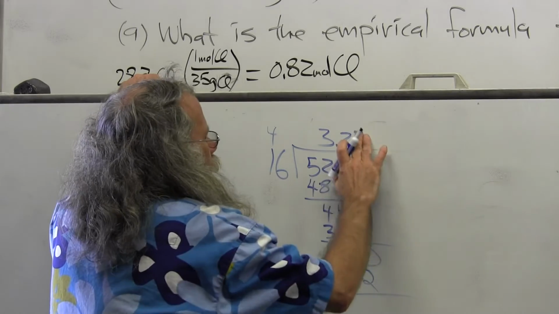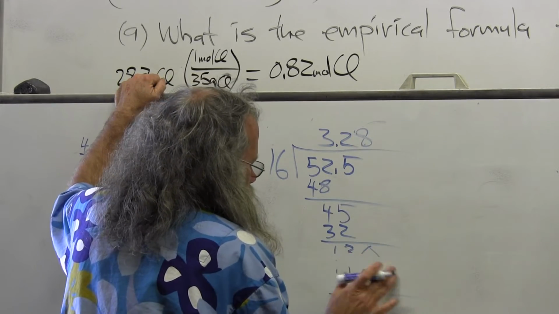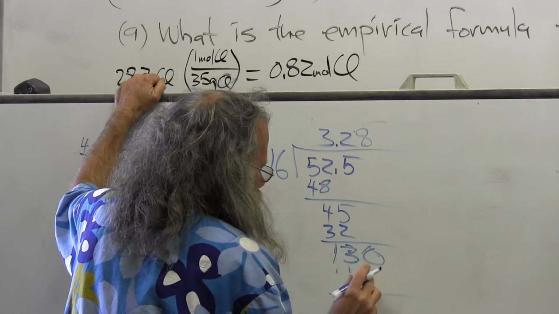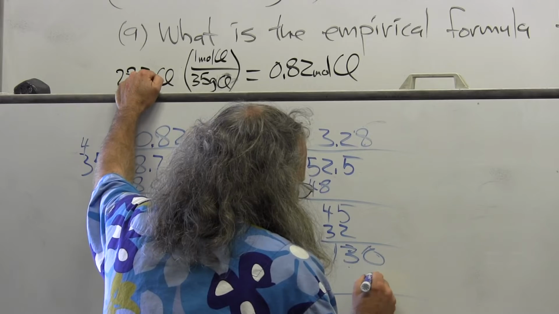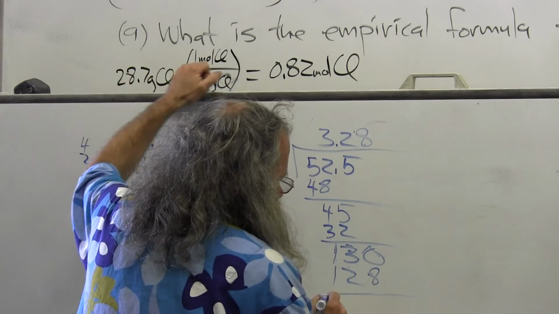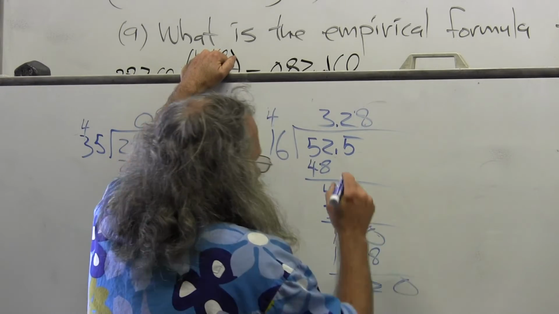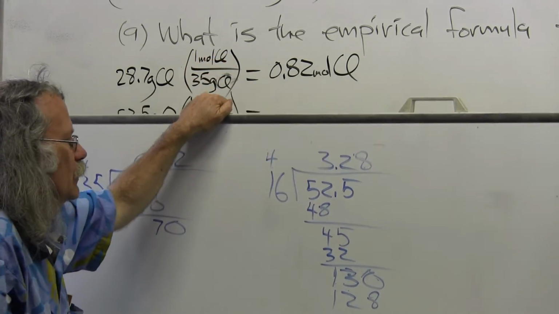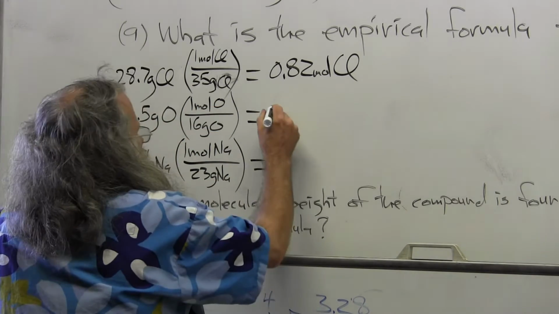Oh, it's 8. Eight times 6 is 48. 8 times 1 is 128. Yeah. Okay, so that turns out to be, that's close enough. 3.28 goes in the next position.